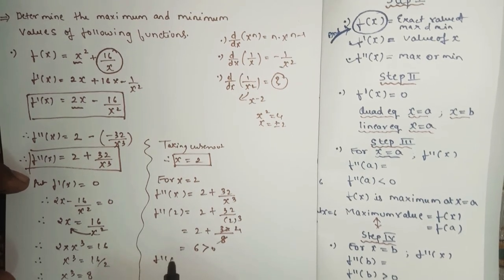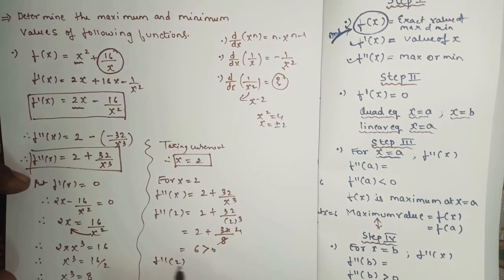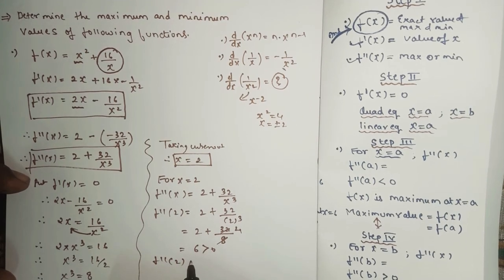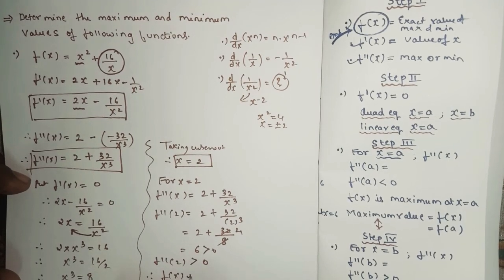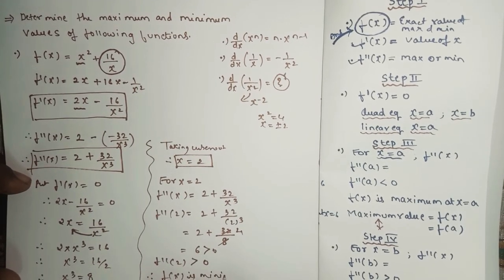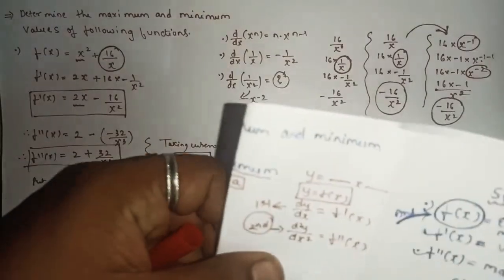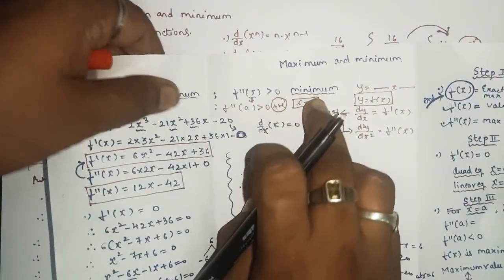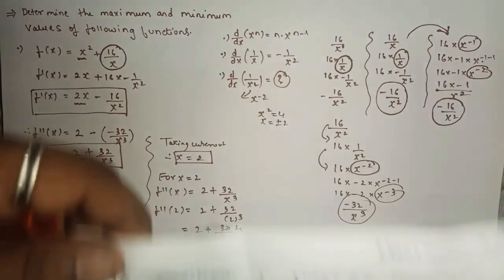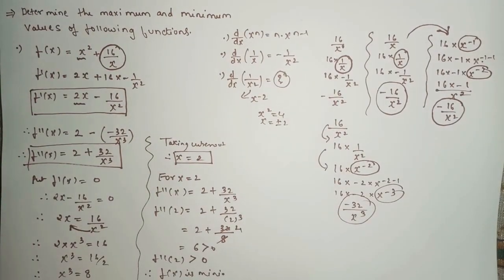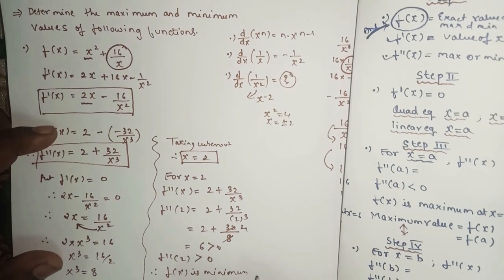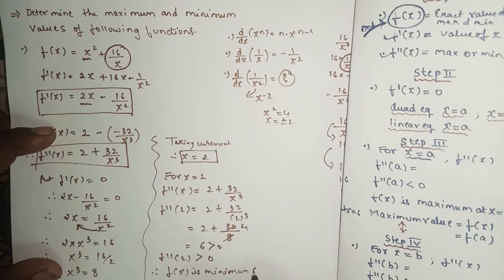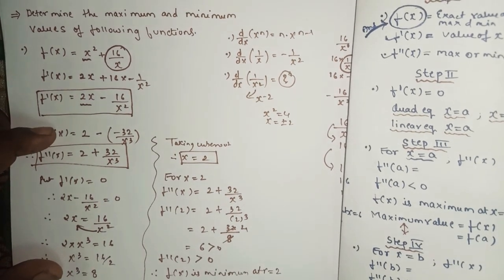So if it is greater than 0, that means the second derivative at x equals to 2 is greater than 0. Therefore we can say that f of x is minimum. Whenever it is greater than 0, it is minimum. Whenever it is less than 0, it is maximum. Understood. So here we'll write f of x is minimum at x equals to 2.